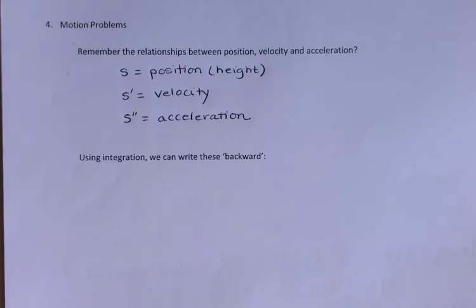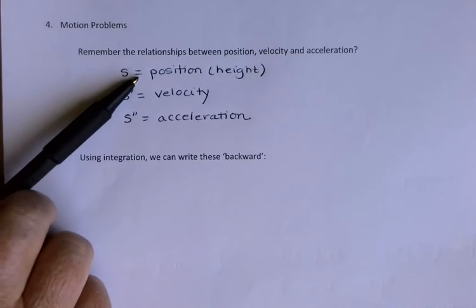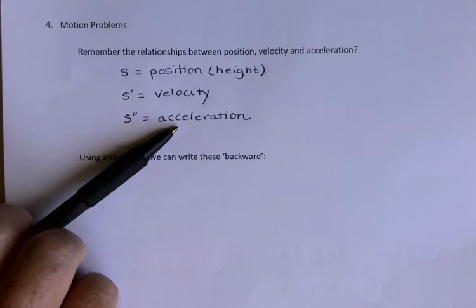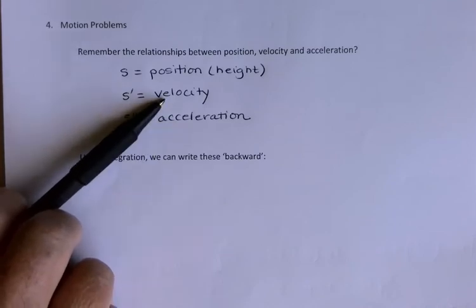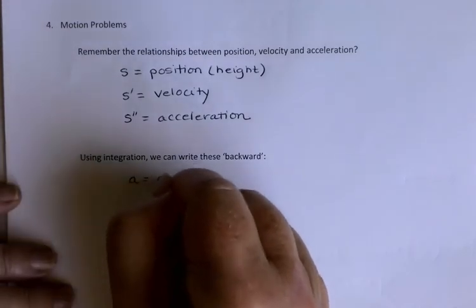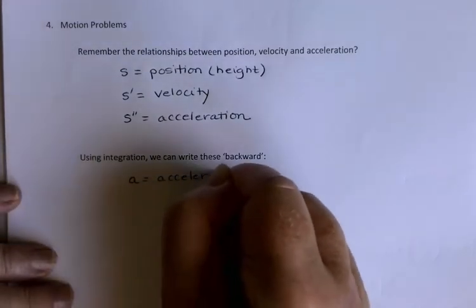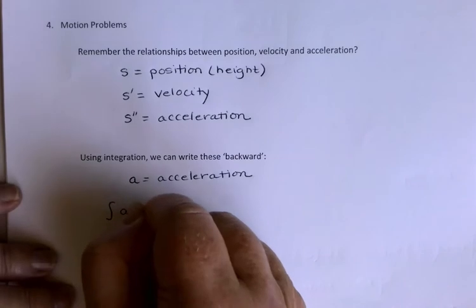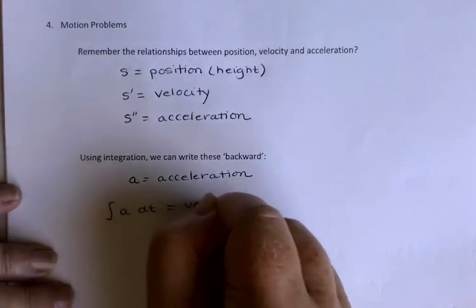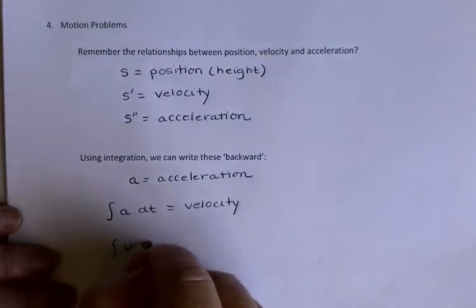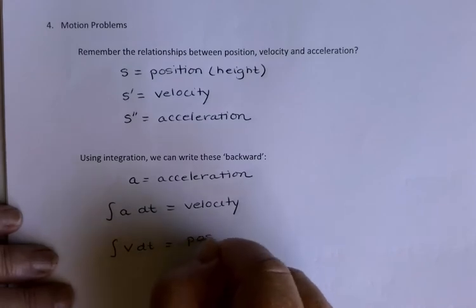Using integration, we can actually go backwards. Instead of starting with position and taking derivatives to get velocity and acceleration, we could start with acceleration and integrate to get velocity, integrate again to get position. So we're literally going through the process backward. So if a is acceleration, then the integral of a dt will give me velocity, and the integral of the velocity dt will give me the position.